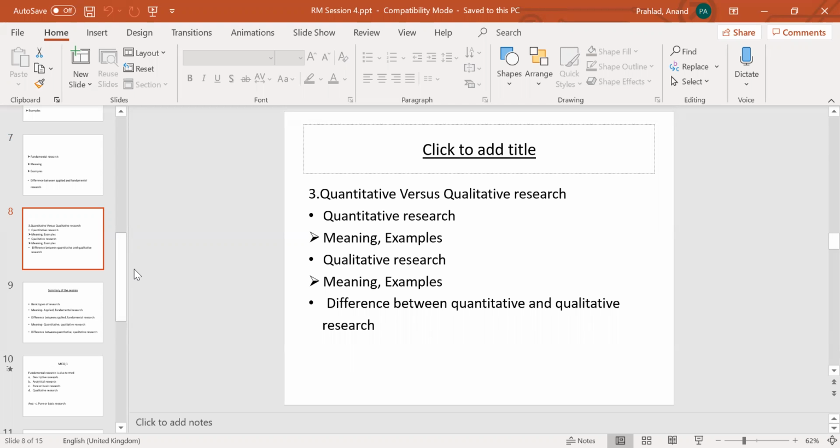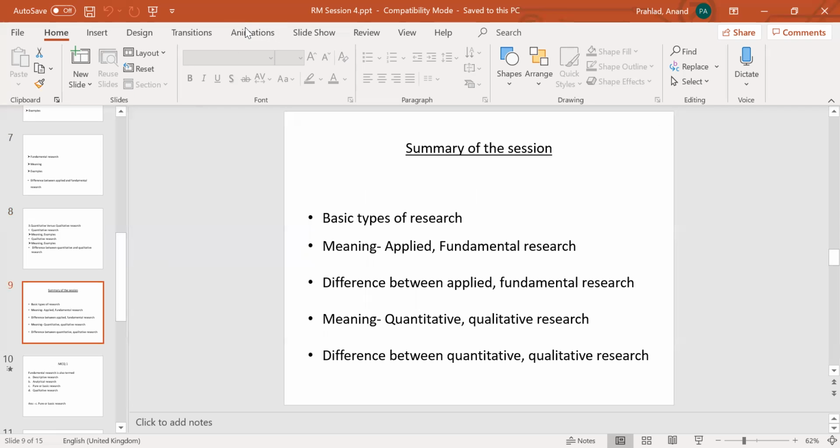Now, what is the difference between quantitative and qualitative research? Quantitative research is based only on the quantity, or it is applicable to some phenomenon which can be expressed in terms of quantity. On the other hand, qualitative research involves quality or kind. That is, when researchers are interested in investigating something based on the quality.